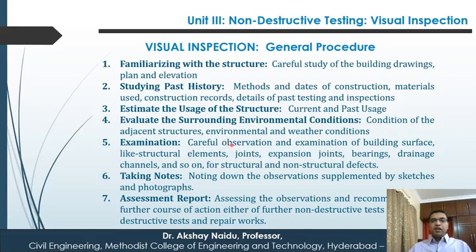Then careful observation and examination of building surface like structural elements, joints, expansion joints, bearings, drainage channels and so on for structural and non-structural defects. Taking notes, noting down the observations supplemented by sketches and photographs. An assessment report, assessing the observation and recommending the further course of action either for further non-destructive tests or partially destructive tests and repair works. So these are the general procedure for a visual inspection. It's standard and straightforward.